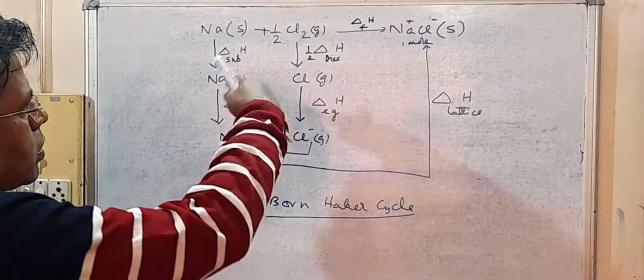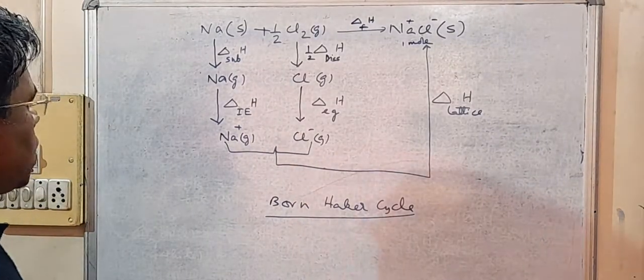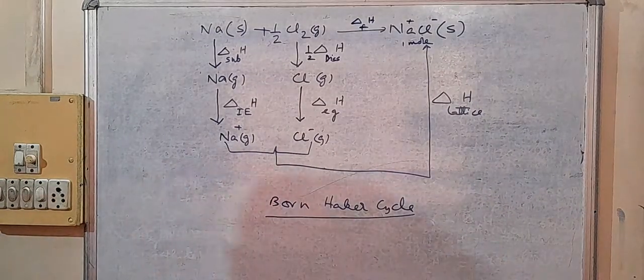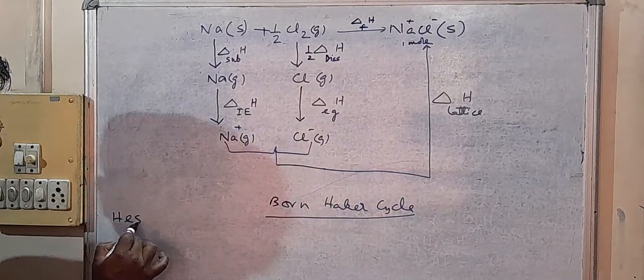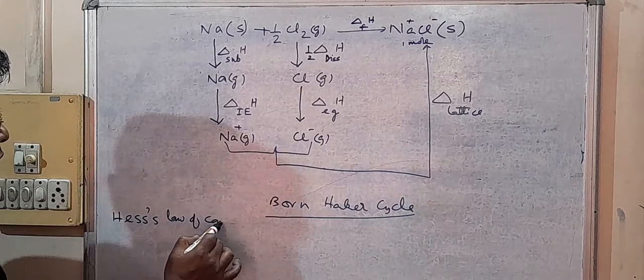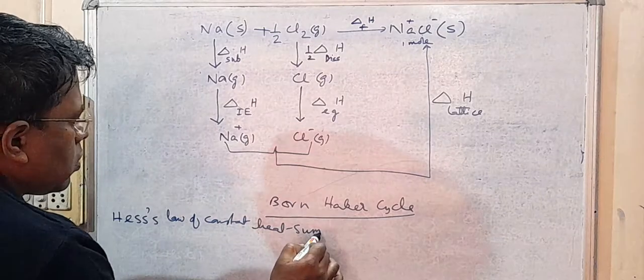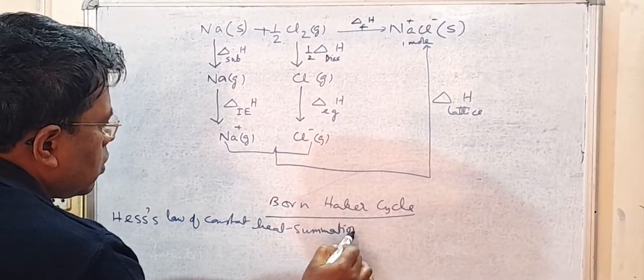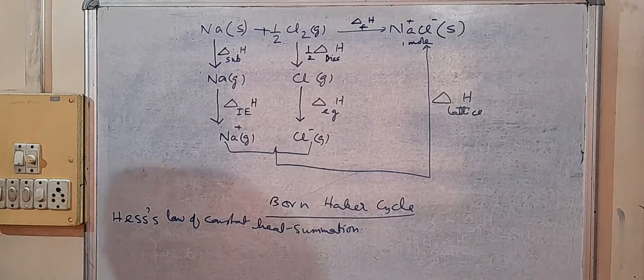So this is the cycle. Now let me first tell you about one law. Then I will again come back to this. That is Hess's law of constant heat summation.